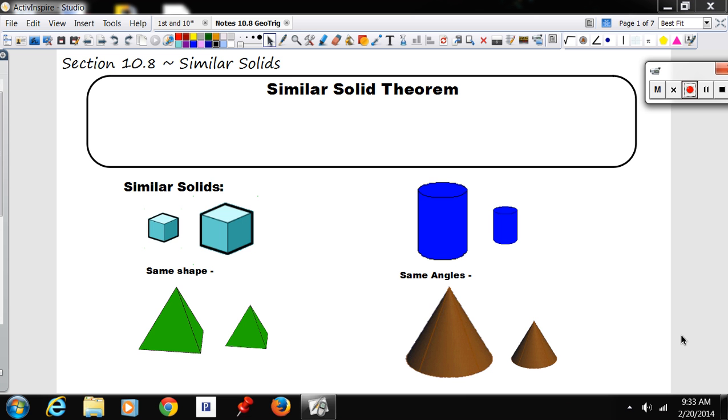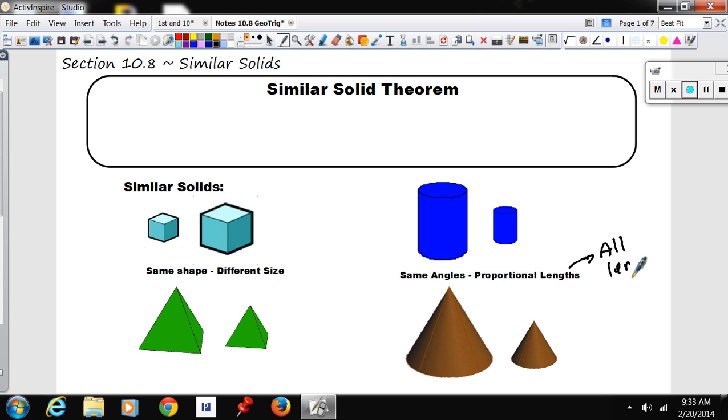If you look at these two cubes, they're the exact same shape, but they're a different size. So a different size makes it a similar figure. They should have the same angles, and they have to have proportional lengths. That means all lengths have to be proportional, not just one or two of the sides. All the sides have to be reduced to the same ratio.